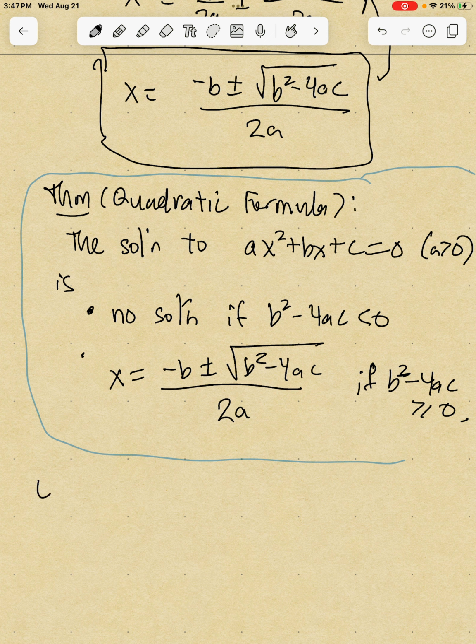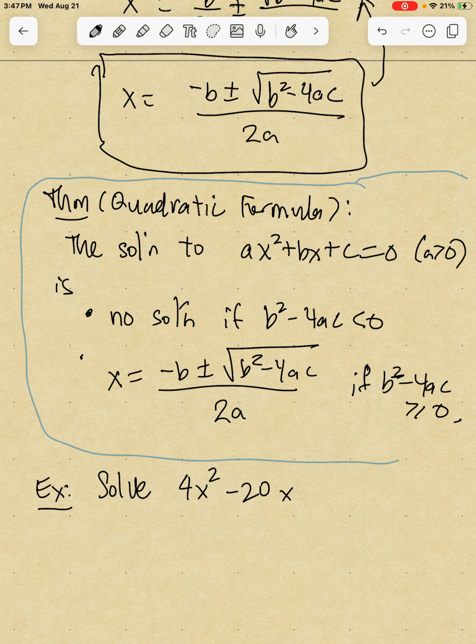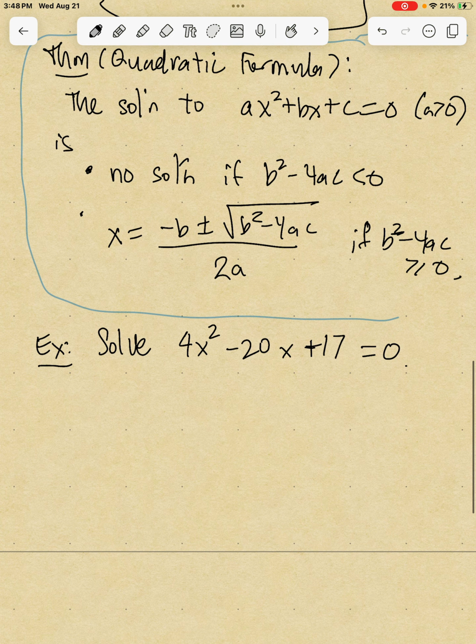So let's just do a quick example. Let's say you wanted to solve, do I have an example off the top of my head? 4x squared minus 20x plus 17 equals 0. All right. Well, to do this, we can use the quadratic formula. We just need to figure out what a, b, and c are, and then we can just plug it into the formula.